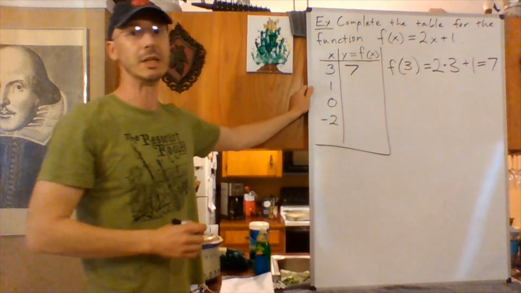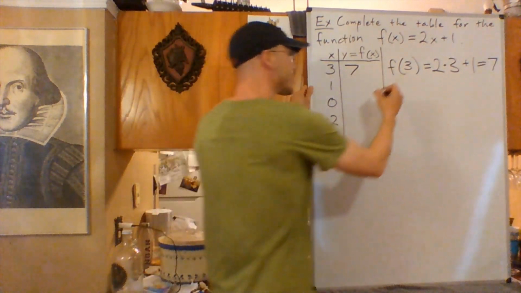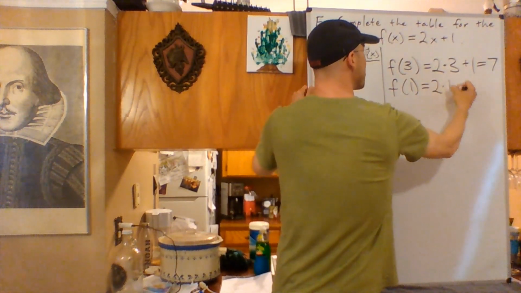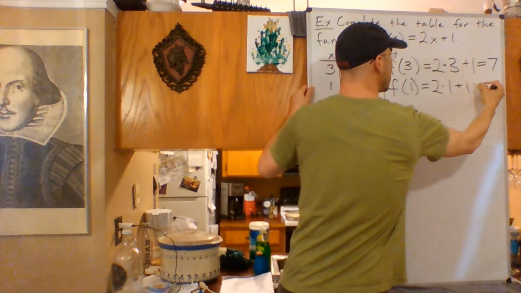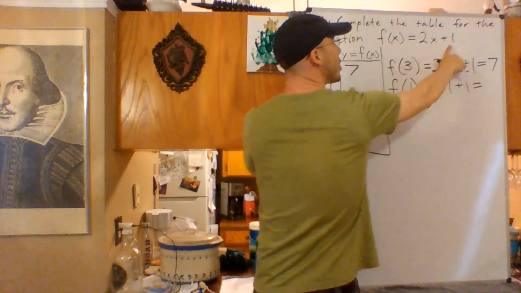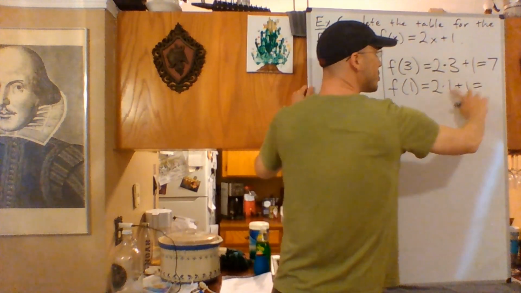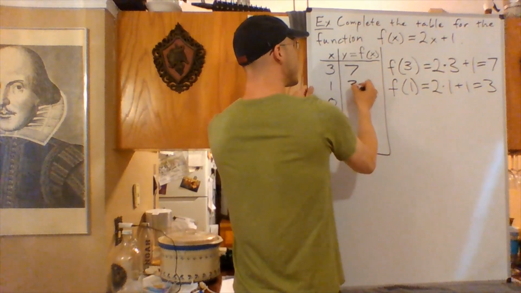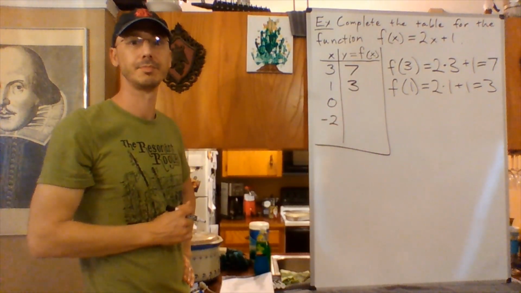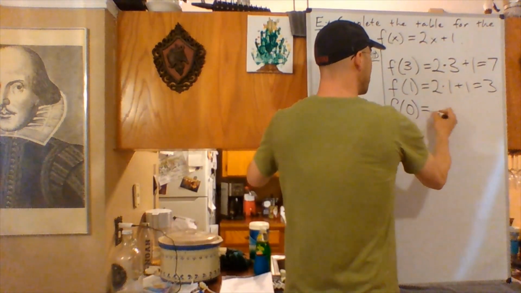And that's my f of 3, my y value that corresponds to the x value of 3. Let's do that again with the others. F of 1 is 2 times 1 plus 1, right? 2 times the x value plus 1, that's 2 times 1 is 2, plus 1 is 3, and that's the y value that corresponds to the x value of 1.